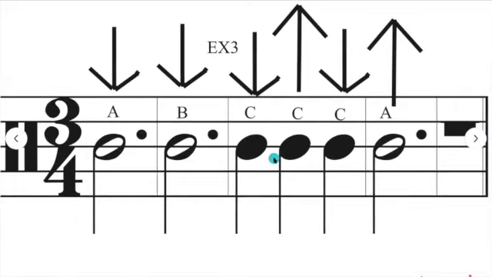All right, so here's exercise 3. We're going to play everything on this A string. So this would be A open, then D is 2nd fret A string, and then C is the 3rd fret. So this would be 1, 2, 3, 1, 2, 3, 1, 2, 3, 1, 2, 3, rest, 2, 3. So we got A, 2, 3, B, 2, 3, C, C, C, A, 2, 3, rest, 2, 3.